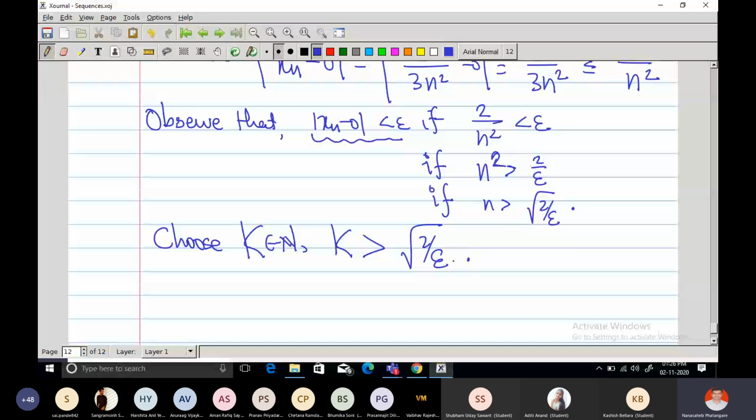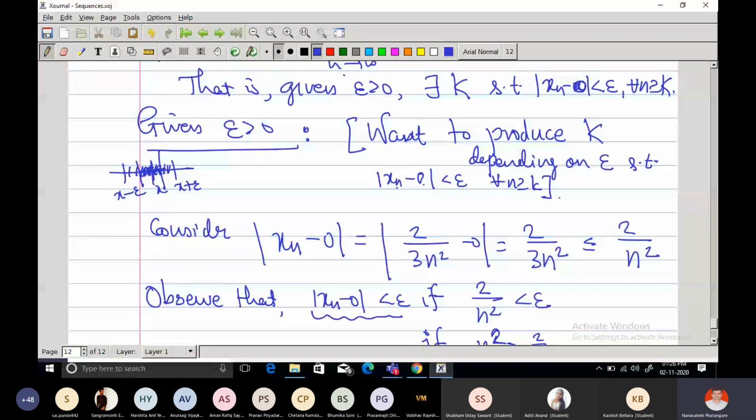We can certainly produce k if 2 upon epsilon is a known quantity. Do you know 2 upon epsilon? Is it a known quantity? Yes, because what we started with is epsilon. Epsilon is given, so epsilon is in our hand now. So epsilon is a known quantity, 2 upon epsilon is a known quantity. Take its square root, that is a known quantity, and then choose a natural number greater than that by the Archimedean property.